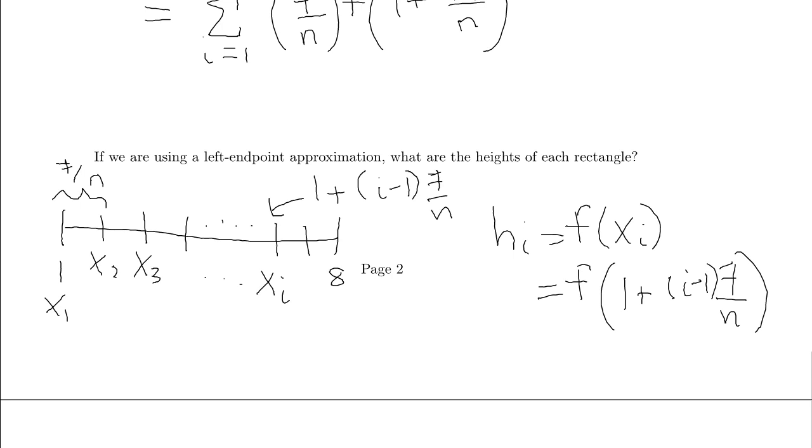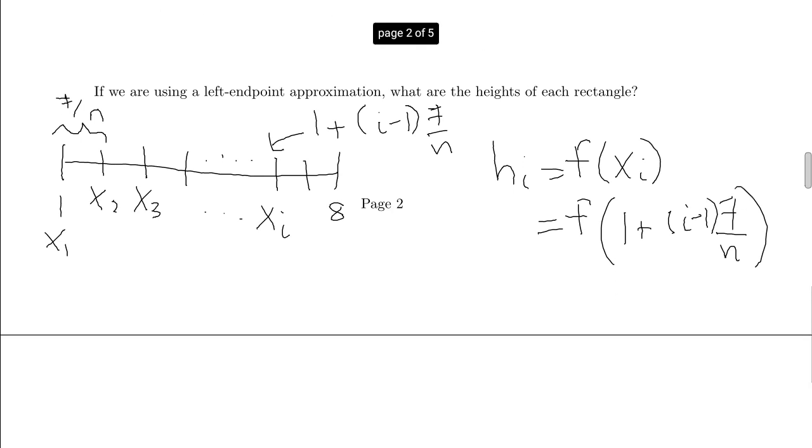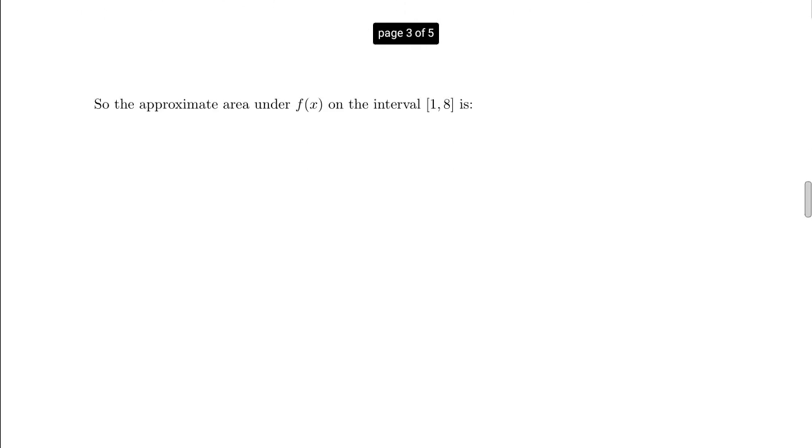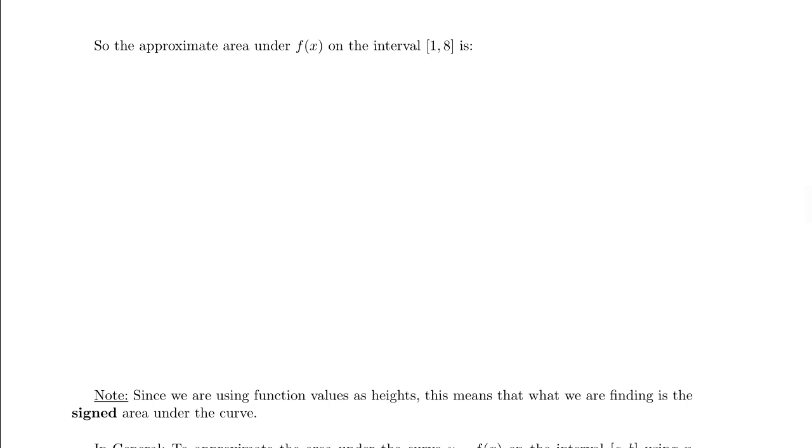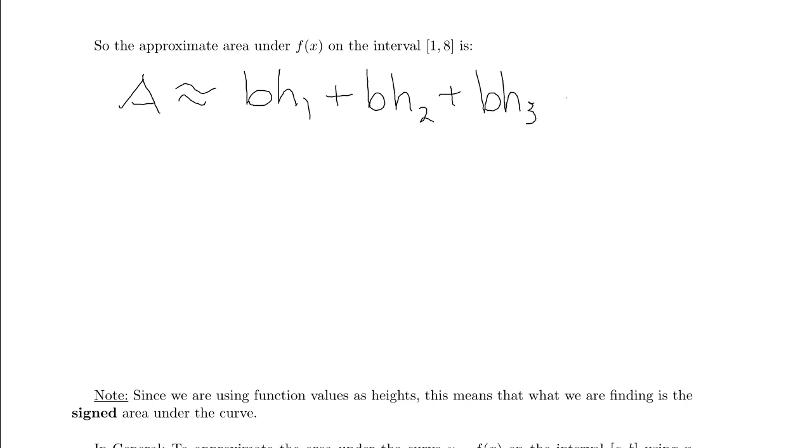Putting this all together, just like we did for the right endpoint approximation, our approximate area, even when we're using the left endpoint approximation method, still has the same idea of adding up n areas of rectangles. So it's base times height 1 plus base times height 2 plus base times height 3 and so on until we get to the base times height n. That's the area of n rectangles that we're adding up there.